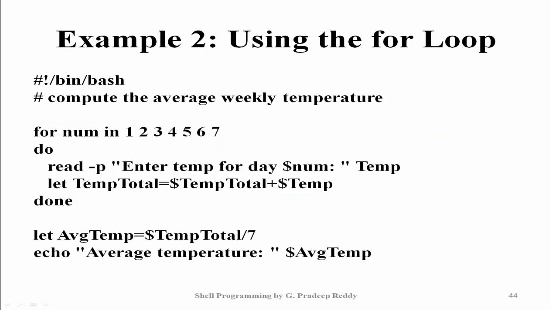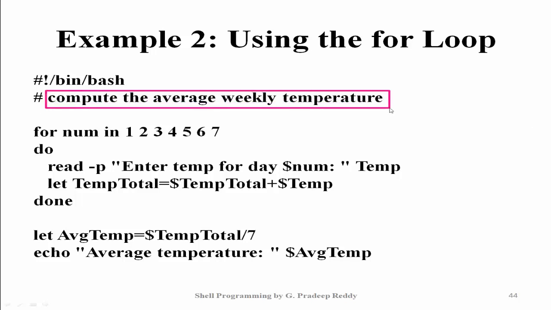Next, here you want to compute the average weekly temperature. Here you have specified how many times this particular for loop should be executed, up to 7 times: 1, 2, 3, 4, 5, 6, 7. And now it is going to do the statements.